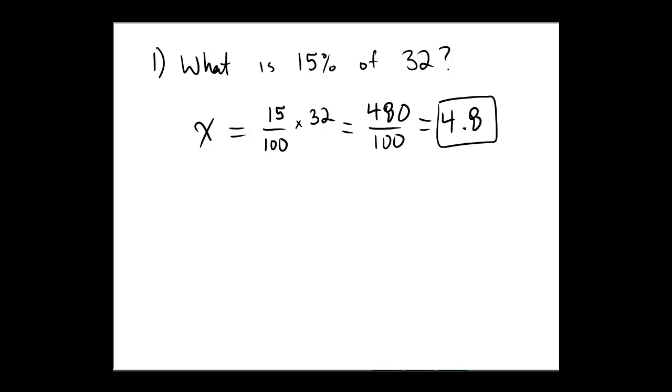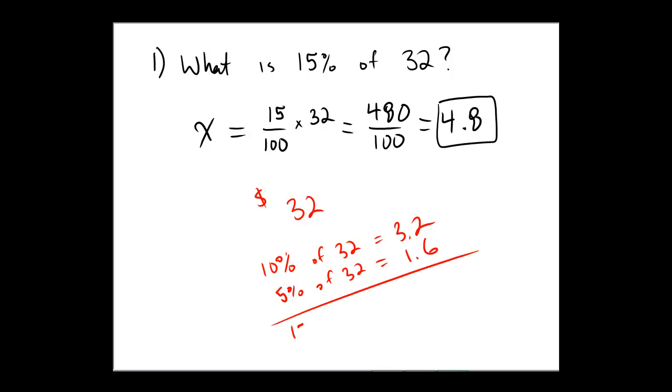15% is a good tip, by the way. I like to think of this as a tip. If you had a $32 bill, you can find 10% of 32 as 3.2, and then you can take 5% of 32 as half of that, which is 1.6, to give you 15% of 32 is 4.8. That's how I do it in a restaurant when I don't have a calculator with me.